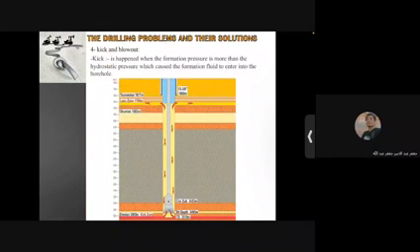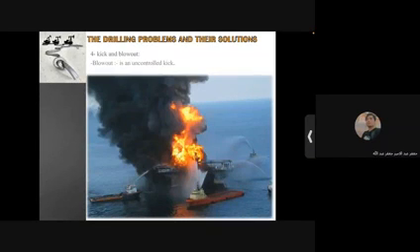Kick and blowout. A kick happens when the formation pressure is more than the hydrostatic pressure, which causes the formation fluid to enter into the borehole. Blowout is an uncontrolled kick. It happens for the same reason as the kick. The blowout is the worst disaster that could happen because it causes loss of lives, loss of rigs, and damage to the environment.